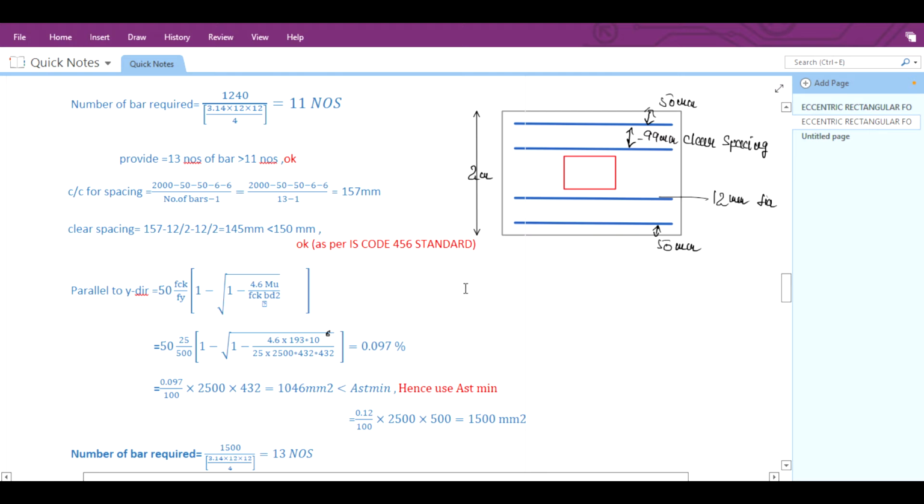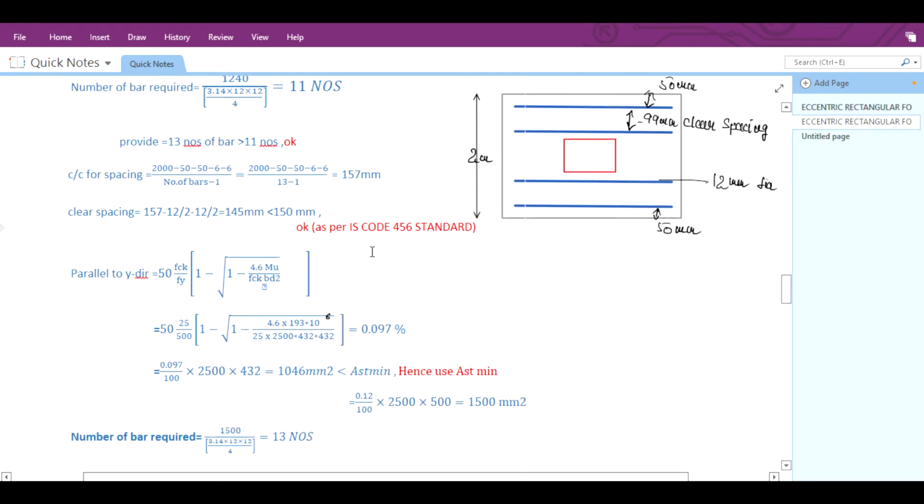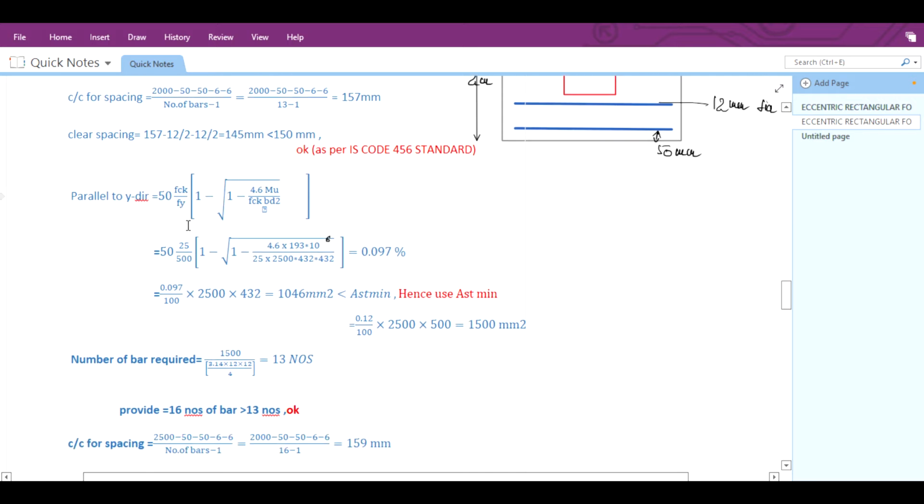So now we can calculate for the y direction also, that is for the second layer of bar. Cover is 50. The formula will be the same, but all you need to do is change the moment. So it is 193 into 10 to the power 6 divided by 25, and the width will be changed. For the y direction our width will become 2500, and our effective depth is 432.